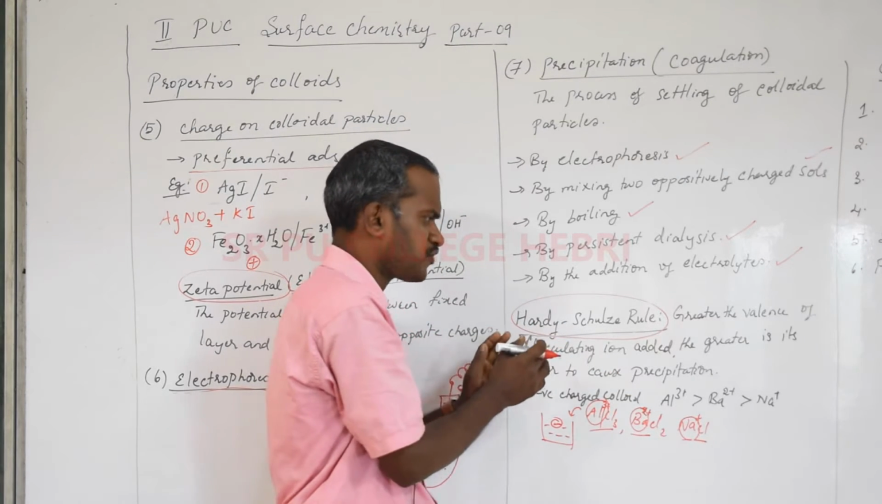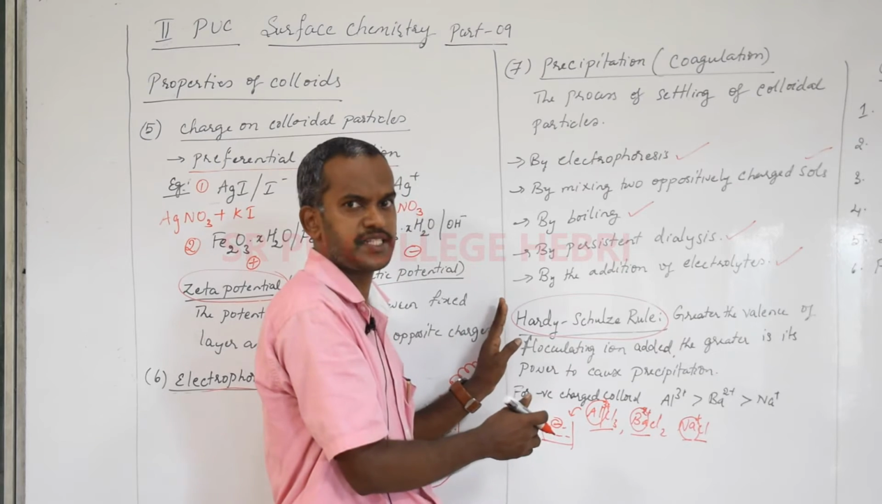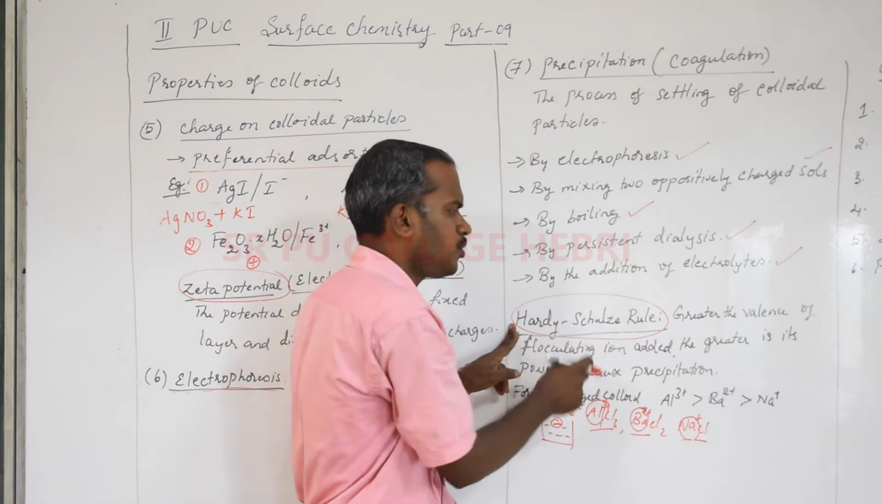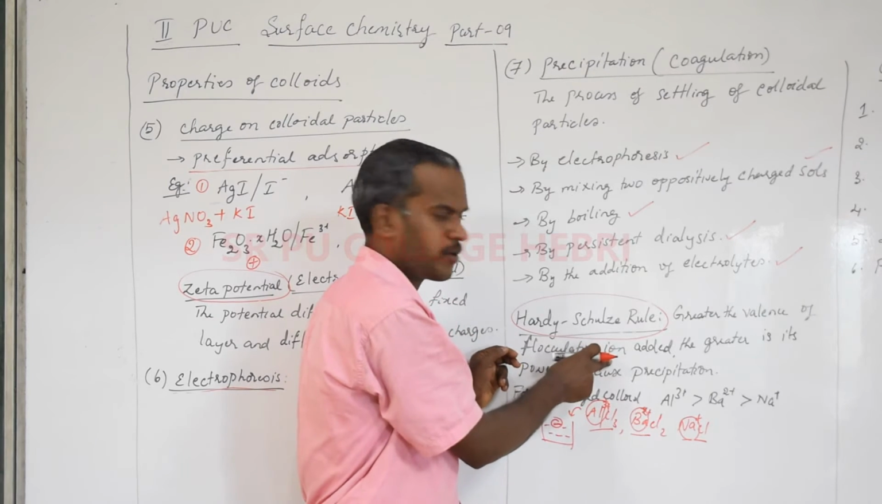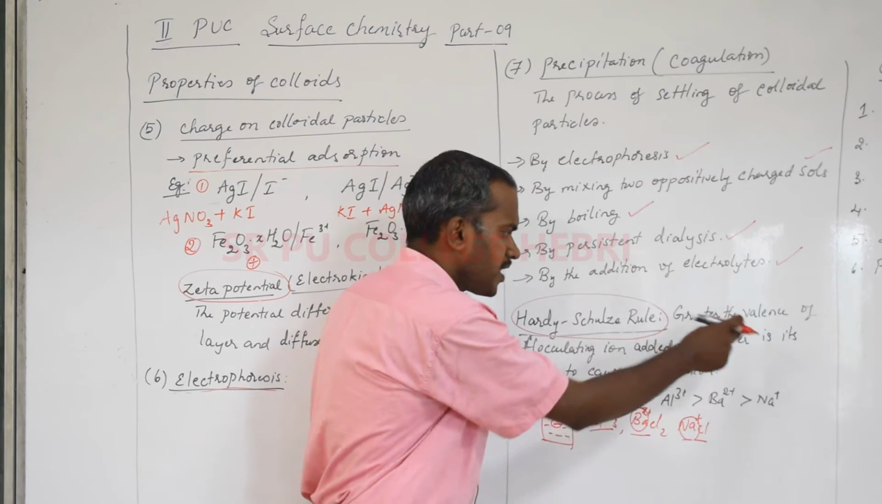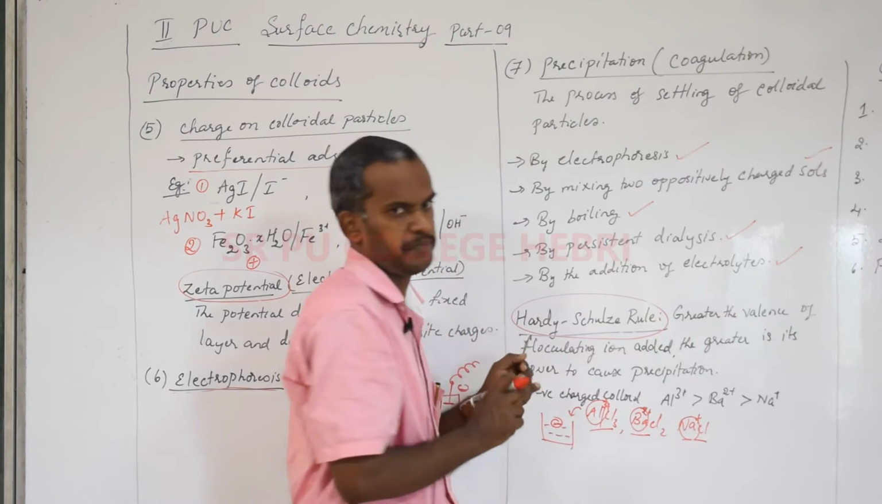So this can be asked for 1 mark, or the applications asked in competitive exams. Hardy-Schulze rule: greater the valence of the flocculating ion, students, you must know what a flocculating ion is, then greater is its power to cause precipitation.